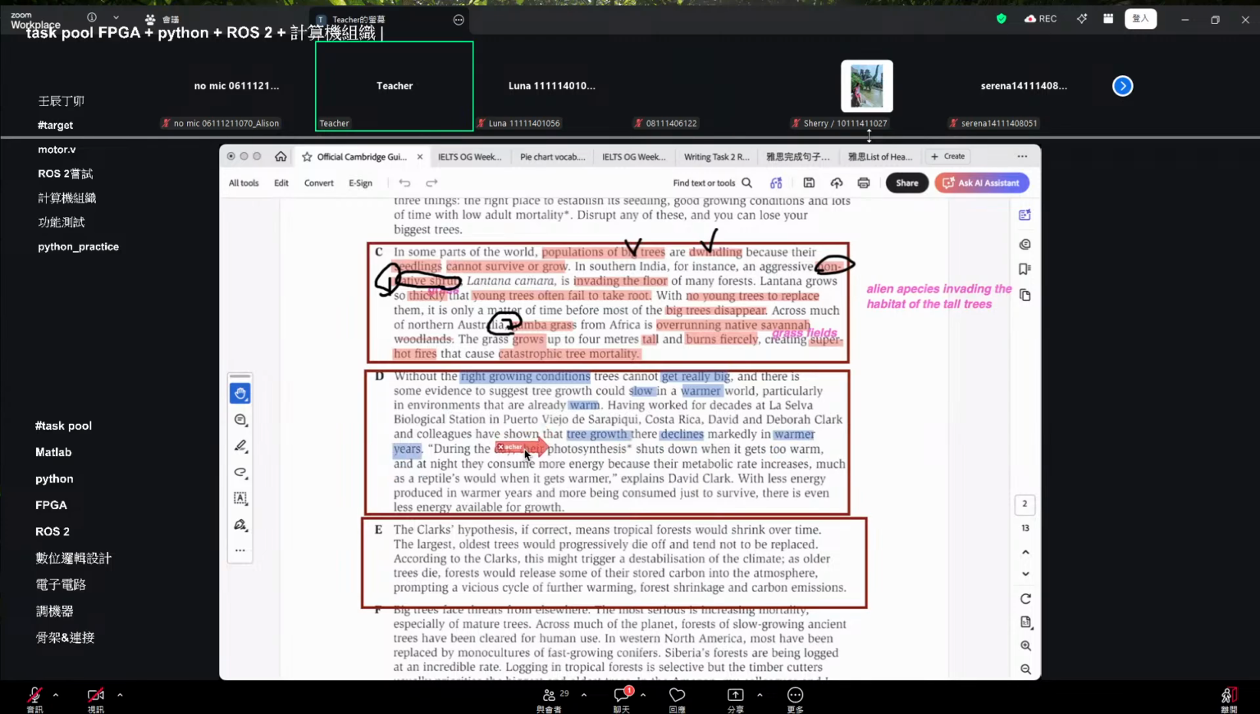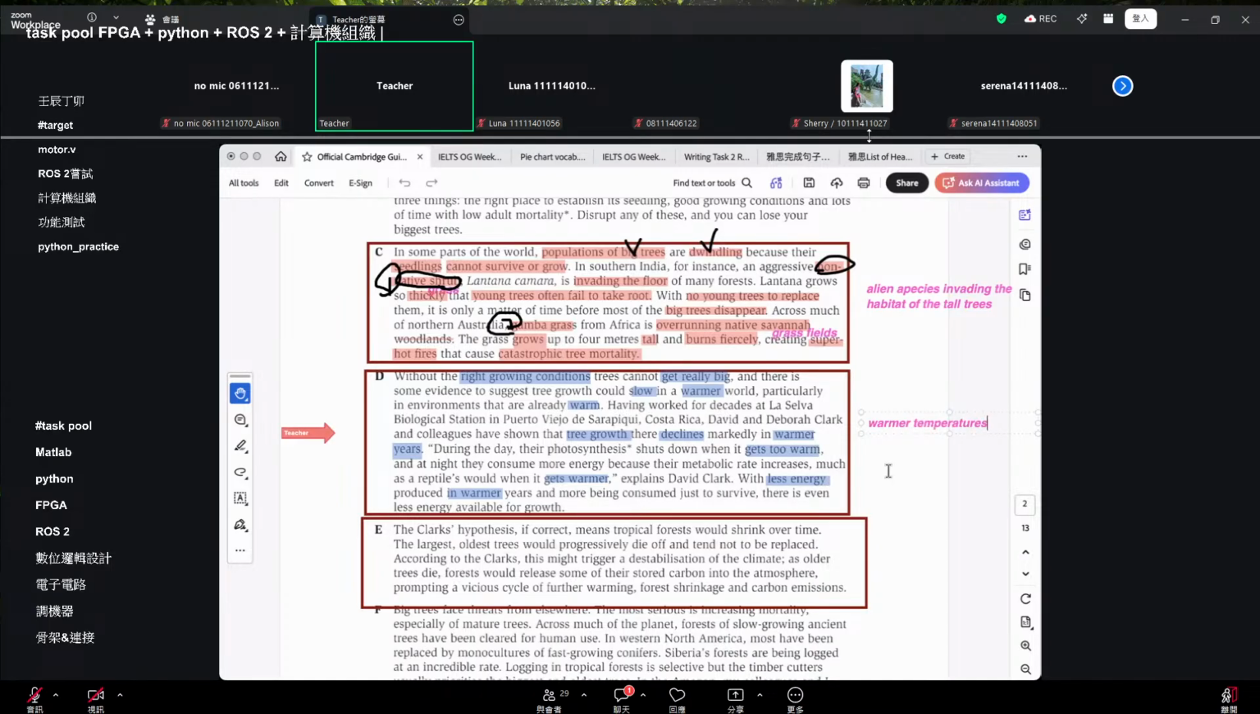During the day, part of the process shuts down when it gets too warm. Okay, gets too warm. Do you see that all the paragraphs are talking about warmer climate, higher temperature, and warmer years, less energy becomes available to survive, and there is even less energy available for growth. So paragraph D is all about warm temperature.